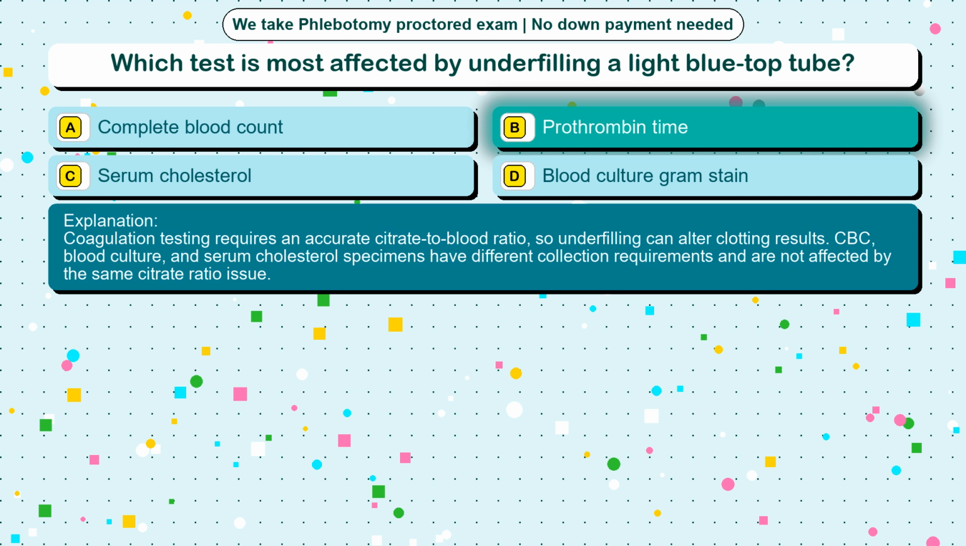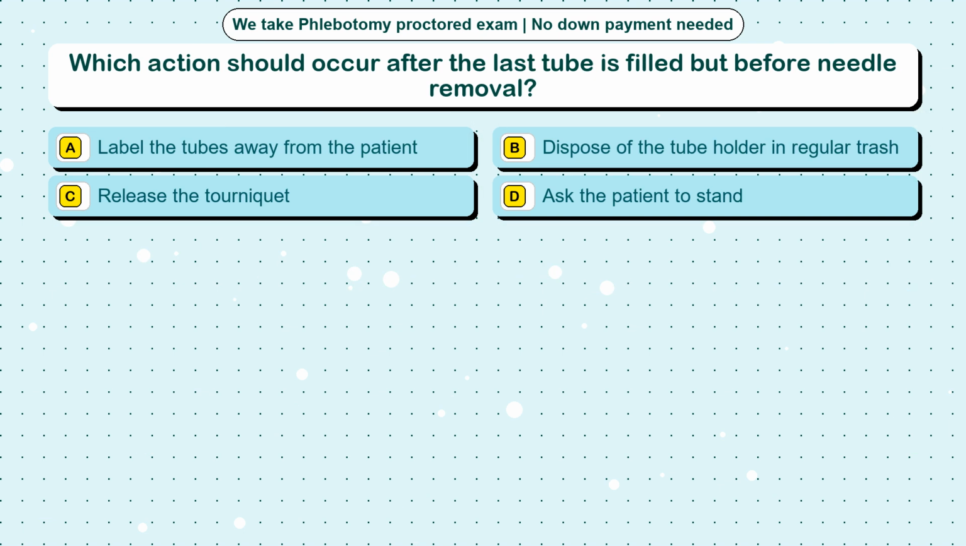Coagulation testing requires an accurate citrate to blood ratio, so underfilling can alter clotting results. CBC, blood culture, and serum cholesterol specimens have different collection requirements and are not affected by the same citrate ratio issue.